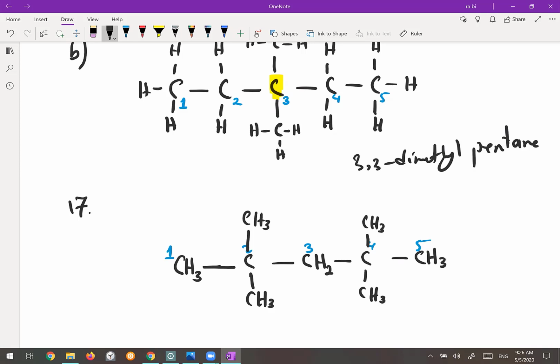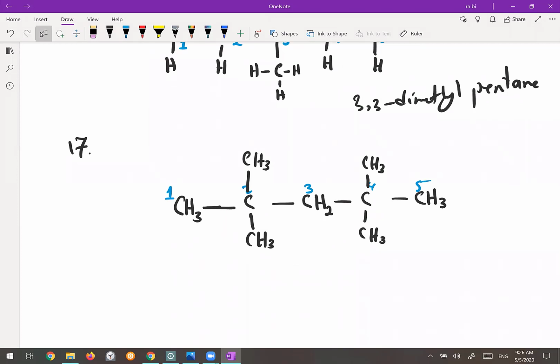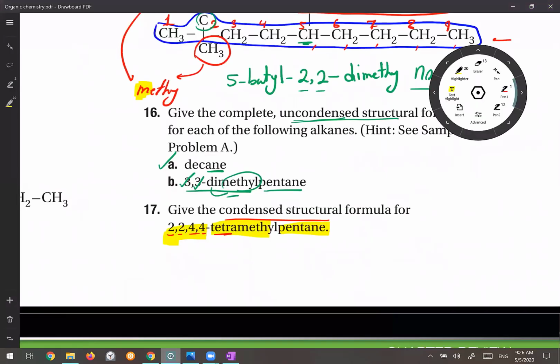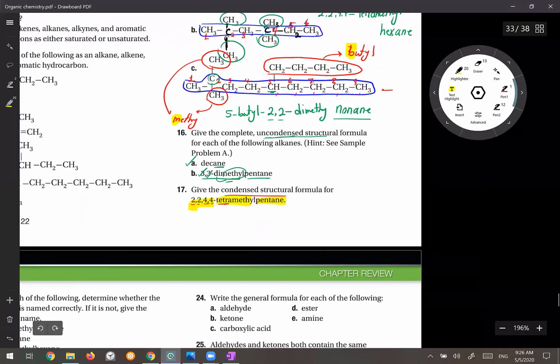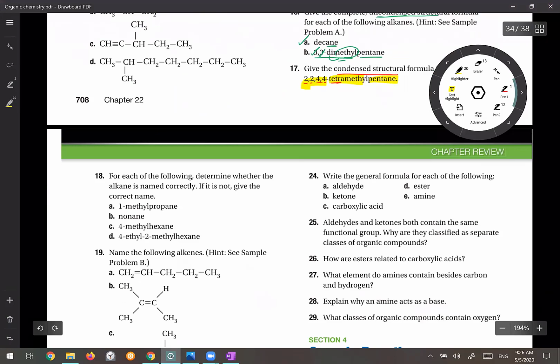So in the condensed format, you don't show the bond between the carbon and hydrogen. So this is the condensed structure formula for this molecule. Question number 17. Let's move on to question number 18.